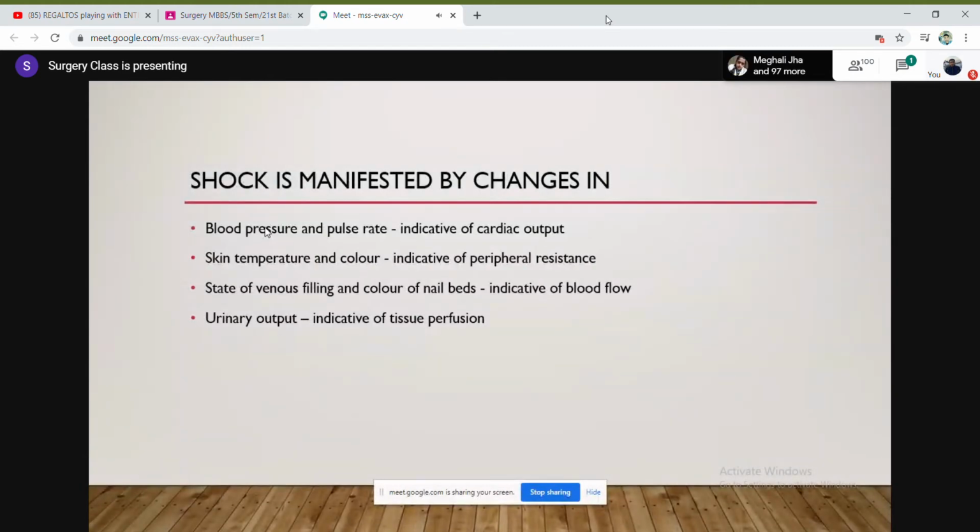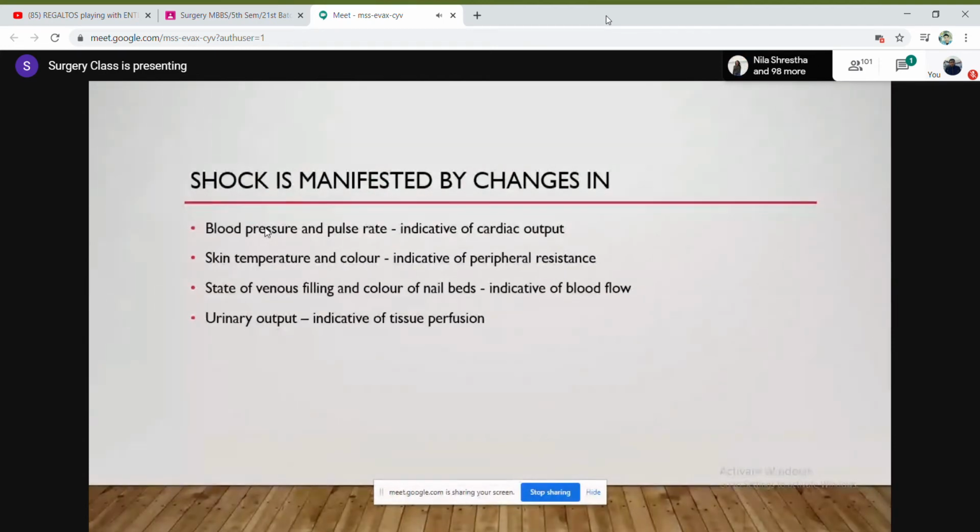And the other thing is state of venous filling and color of the nail beds. This will tell you the indication of the circulation, how much blood flow there is. And urinary output is indicative of tissue perfusion.